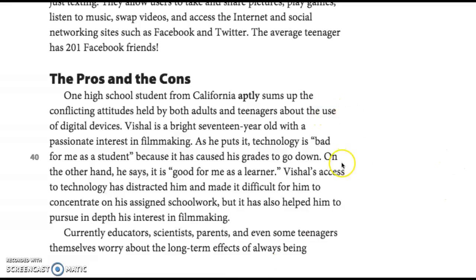So in this first paragraph, there are at least one pro and one con that Vishal, the 17-year-old student, pointed out. So make sure that you have marked this accordingly. And then I want you to write in the margins the good reason and then the bad reason to have technology. All right, moving on.